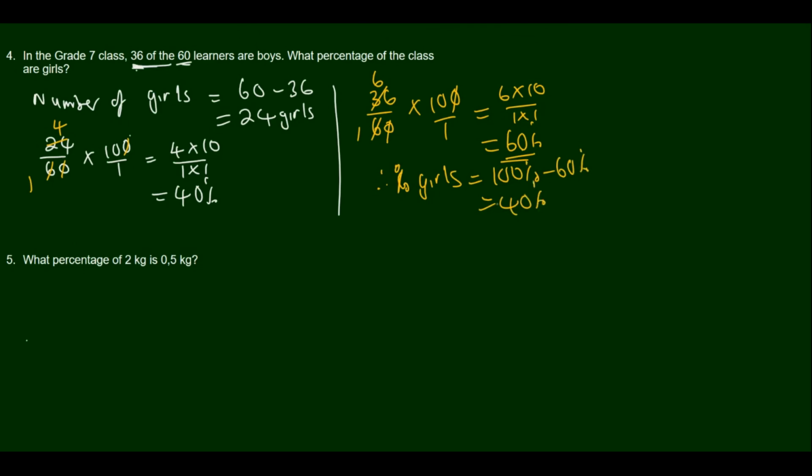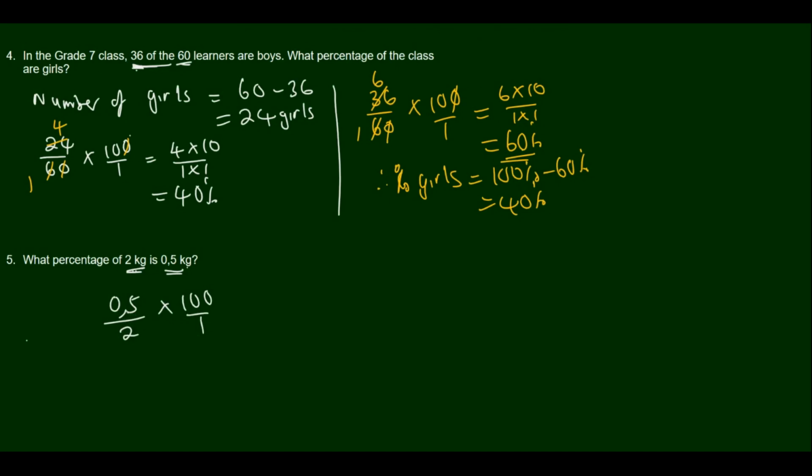Okay. All right. And then the last question. What percentage of 2 kgs is 0.5 kgs? We want to express 0.5 kilograms as a percentage of 2 kilograms. So we say 0.5 over 2 times 100 over 1. So now the best thing to do here, get rid of the decimals. So what do I do?